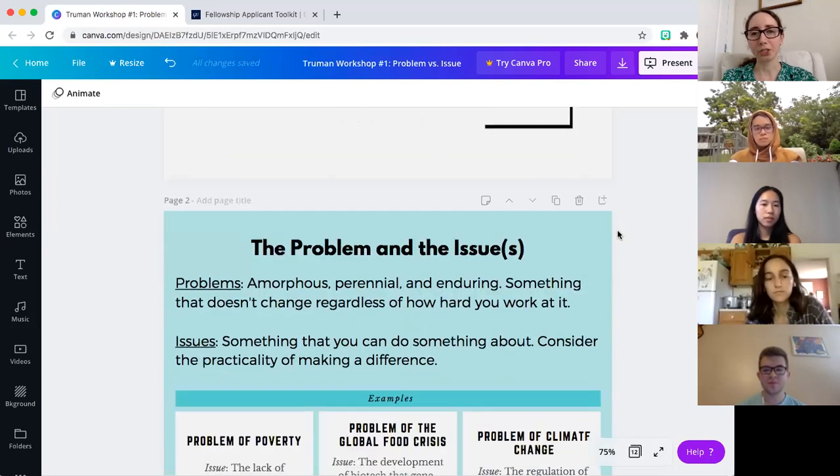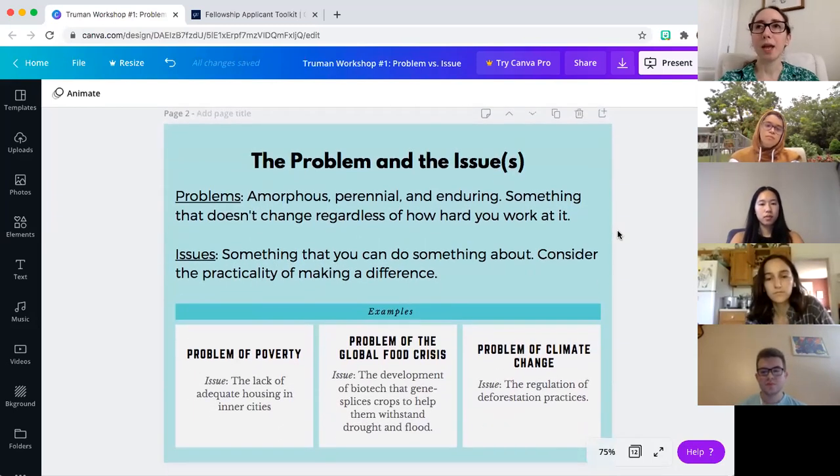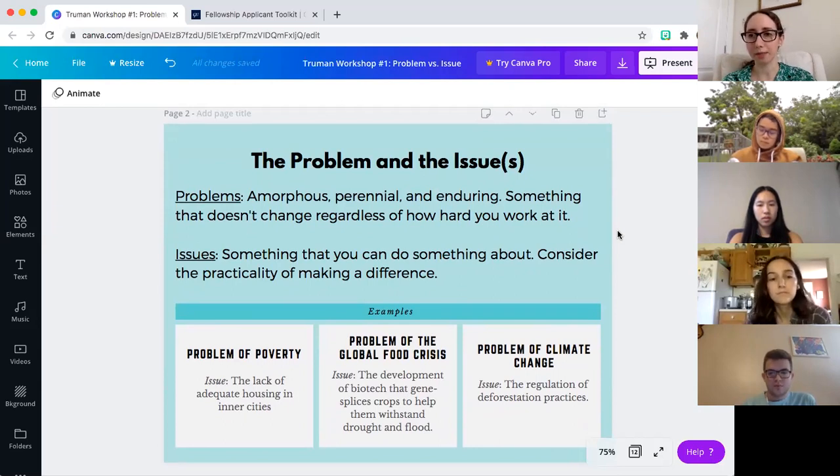So the problem, the issue. Critical to any fellowship application is the sense of what you are committed to working on. We need to have a sense of what your focus area is. And so this gets into the differences between the larger problems and the issues. We need to help you identify what your particular issue is.